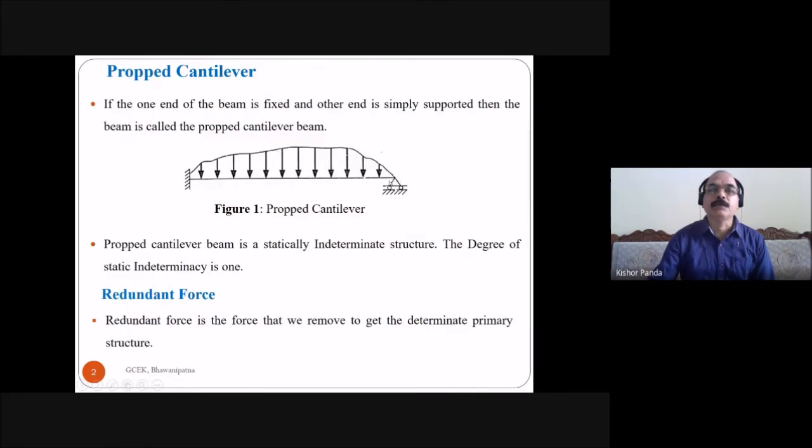Suppose we take this as a redundant force, then after removing this force, we will get the determinate structure, meaning we will get the cantilever beam. So you have to choose the redundant force in such a manner that after removing that force, you will get the determinate structure.